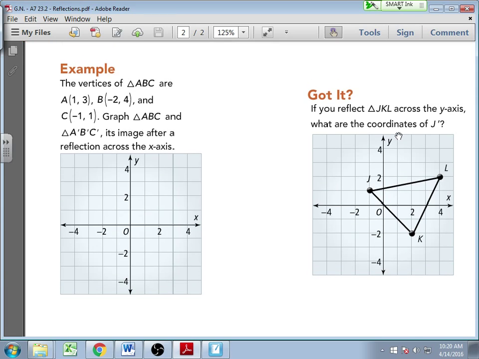So plot these points. Do you guys think that we could reflect on the x-axis and then reflect on the y-axis? You think you got this? All right, let's skip these.